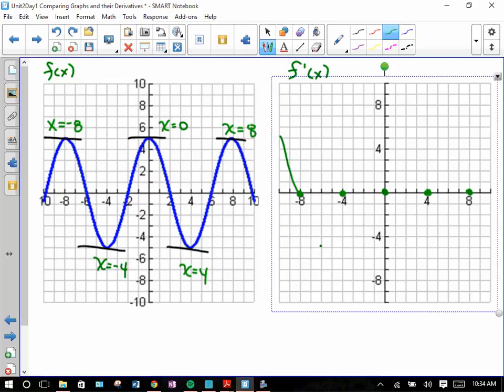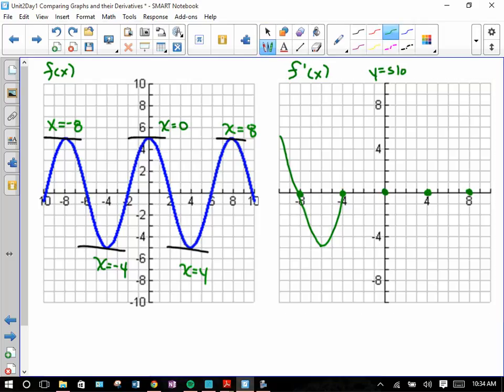Alright? So, that. And then by the time I get back to -4, it better be at 0, because we already know it. X equals -4, the y value, my slope, alright? Now, from -4 to 0, my slopes are positive. So again, I know that this is going to look something like this. Alright? Then, from 0 to 4, my slopes are negative, so it better be negative on my graph.